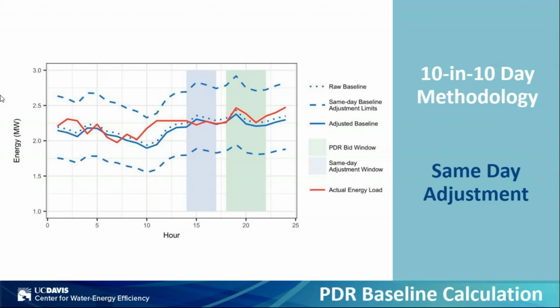And then on the day of the actual PDR event, that baseline that's calculated, the raw baseline, which is here in the dots, is adjusted up or down based on how the actual energy load, which is in red, compares to the unadjusted baseline. And so then the final point of measurement is what's being called an adjusted baseline. So this is meant to average out what your typical energy would be, and you measure the energy reduction from this typical energy baseline.